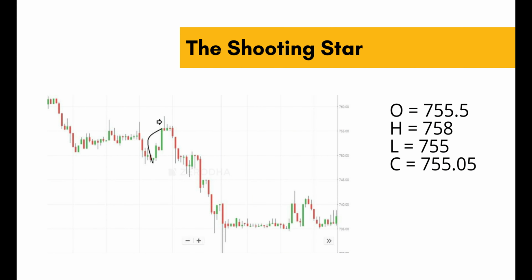The OHLC price points on the chart here would suggest a trader to short the stock around the low price point, that is 755 in this case, with a stop loss at the high of 758.